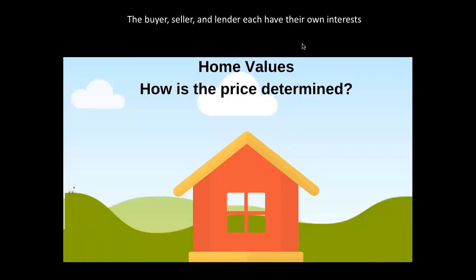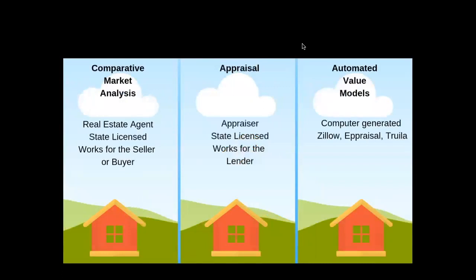So home values, how is the price determined? Well, the buyer, the seller, and the lenders, they each have their own interest. There are three methods that are used in determining home values. Some are much more accurate than others. So first, let's talk about a CMA.